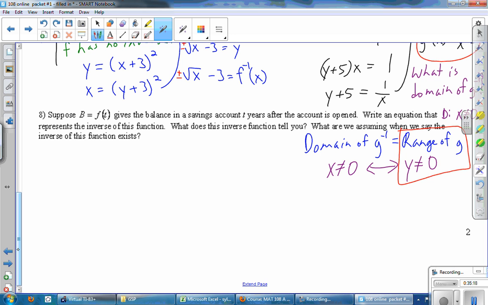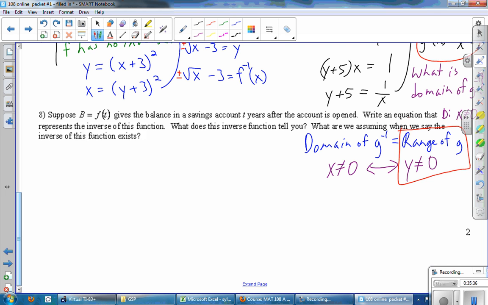Okay, moving on to number 8. Suppose B equals f of t gives the balance in a savings account t years after the account is opened. Write an equation that represents the inverse of this function. What does this inverse function tell you? What are we assuming when we say that the inverse of this function exists?